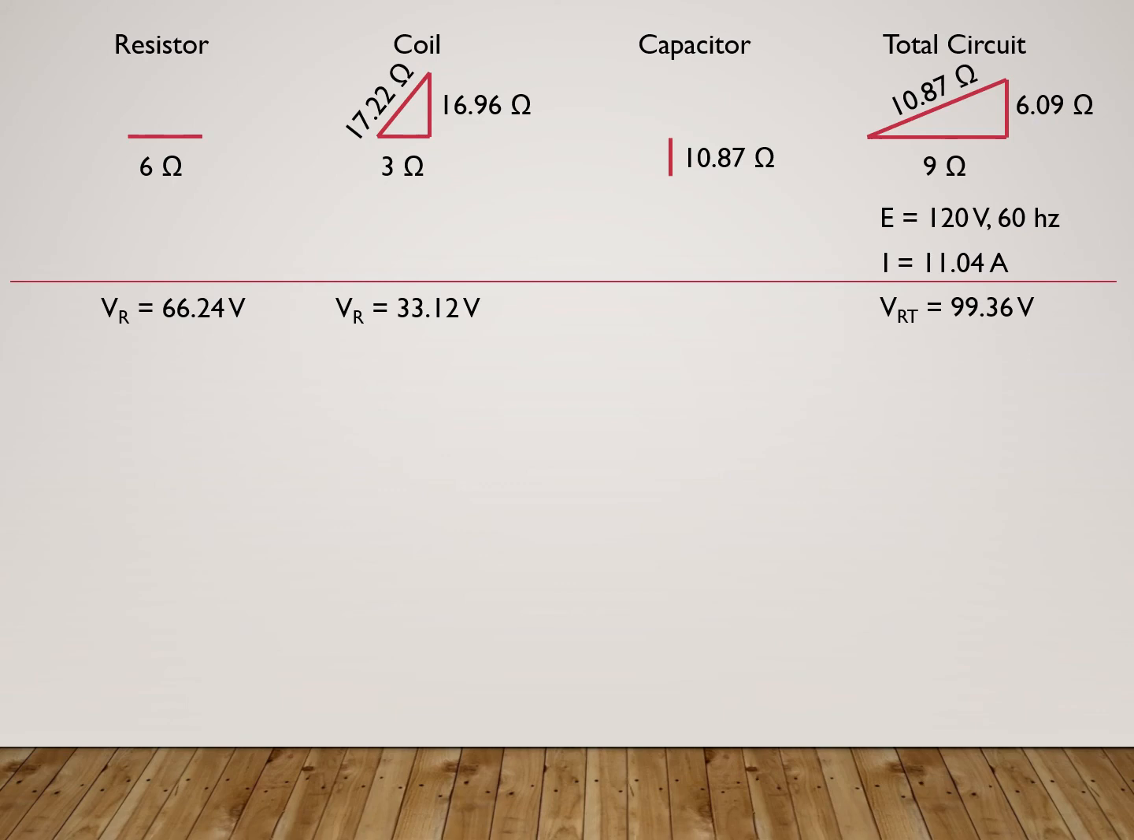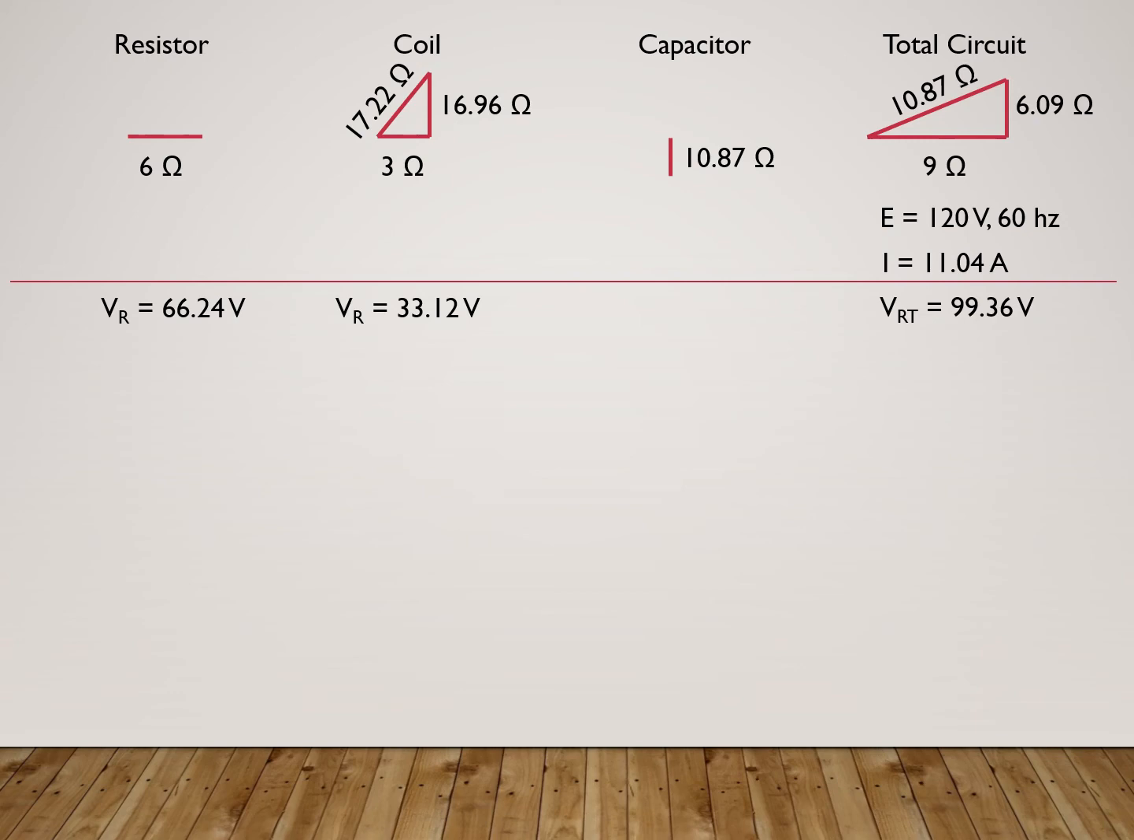We do our resistive voltages. We get 66.24 for my resistor, 33.12 volts for my coil, and you'll notice that since my coil resistance is half my resistor resistance, my voltages should follow suit, right? So my total voltage for my resistive portion is 99.36.